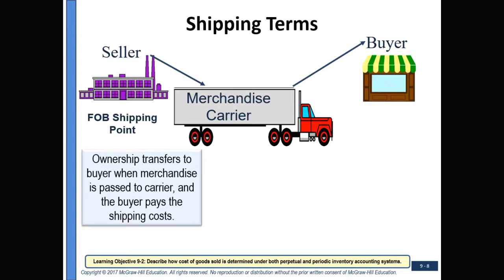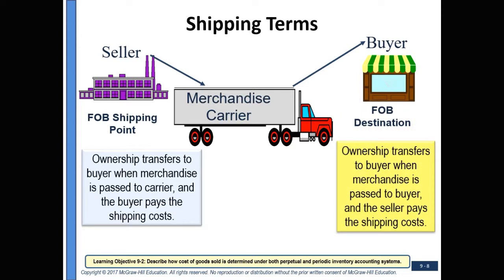With FOB destination, ownership transfers to the buyer when the merchandise is transferred or passed to the buyer, and the seller is paying the shipping costs. These are just some basic terms that you should have some awareness of, because they do impact inventory and what is or is not your legal assets at the point of an inventory.